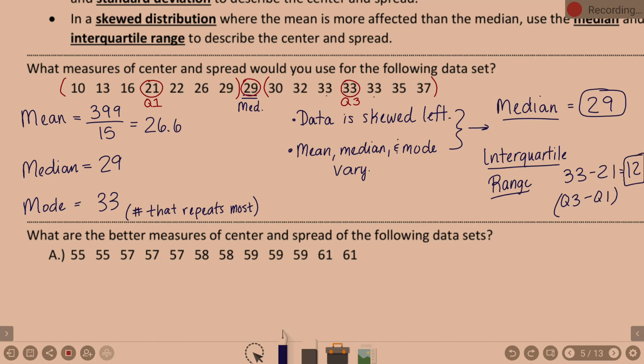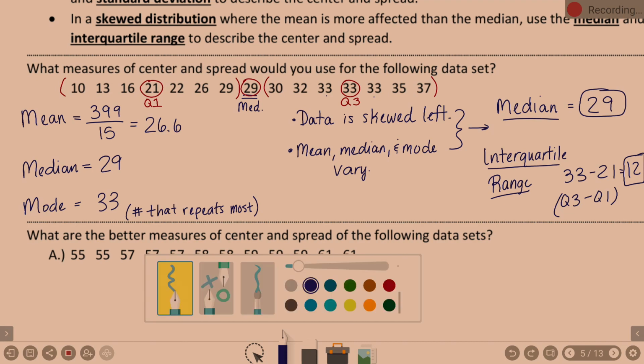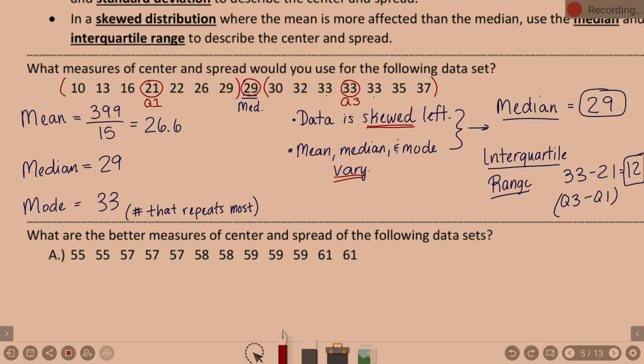Okay? So look at your data. Look and decide, you know, is this skewed? Is it symmetric? Skewed told me to use median and interquartile range. Okay, so that was the key. Because my data was skewed, the mean, median, and mode varied, that's how I knew to use my median and my interquartile range. Okay, so a best description of this data is your center as 29 and the spread as 12.